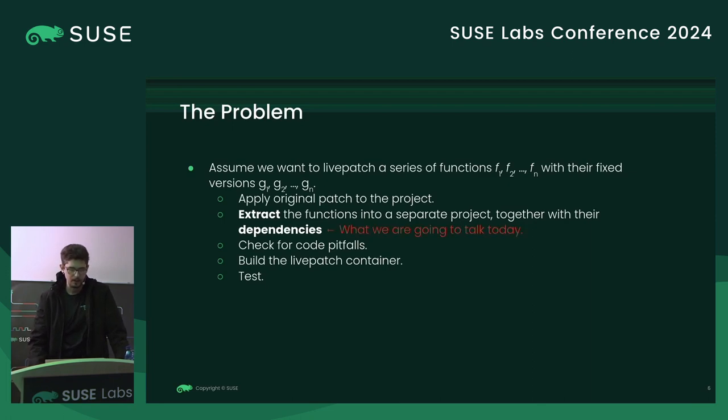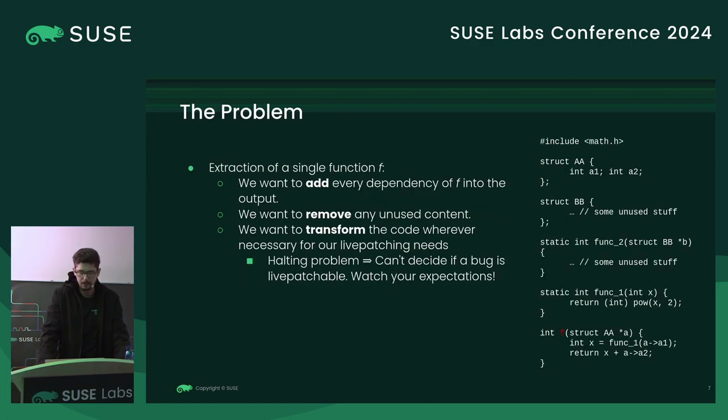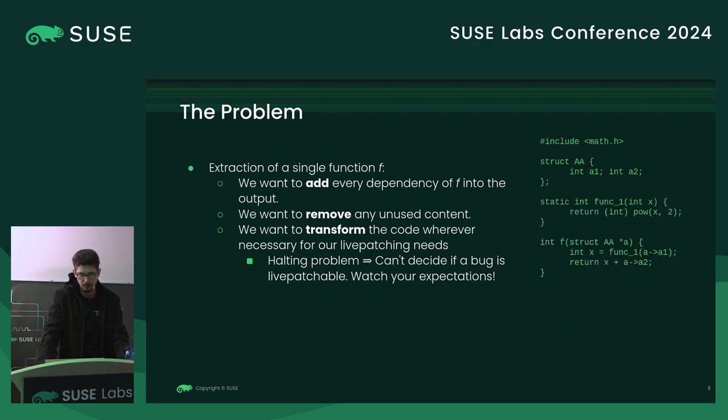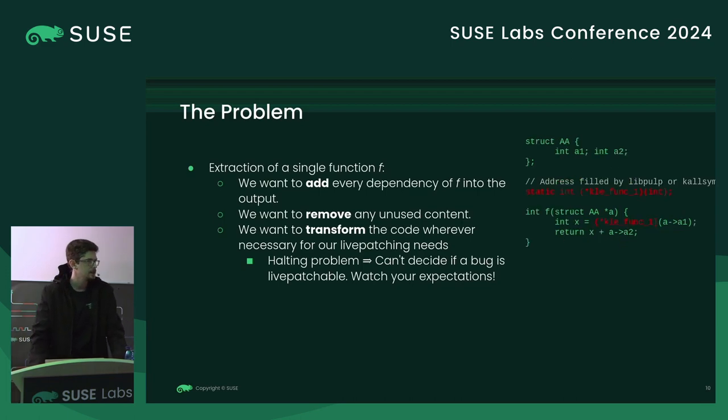But what we are going to talk about today is this step here, extracting the code, which can be really, really very troublesome. So let's say we want to extract a single function. There is some code example on the right. Let's say we want to extract f, which is in red here. What we want to do is add everything we need to the output and remove everything we don't need from the output. Then we do some code transformation so we can take advantage of some code layout that is on the target application.